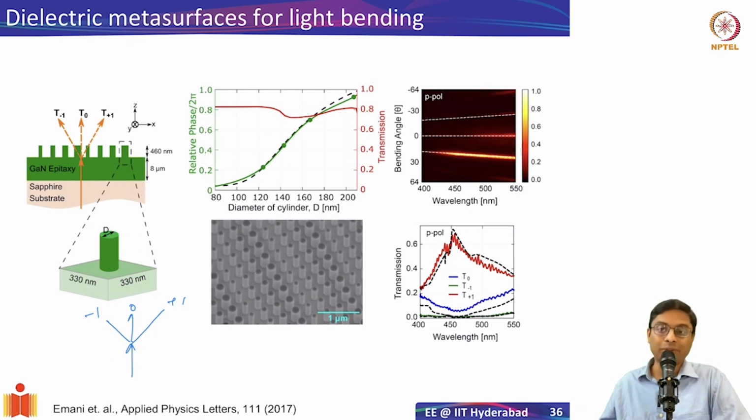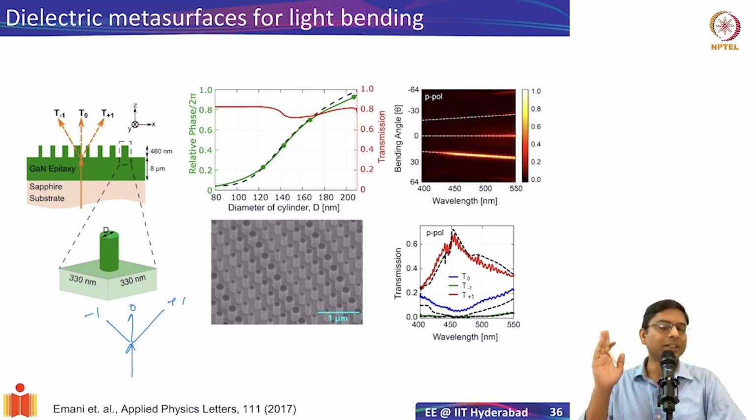It also turns out that this can be shown for both S and P polarizations. The measurement data is shown. And if you look at the relative efficiencies, the amount of light going into a particular diffraction order compared to the overall transmitted light, it can even reach up to 70 to 80%. So that's very high efficiency of beam bending that can be shown with dielectric metasurfaces.